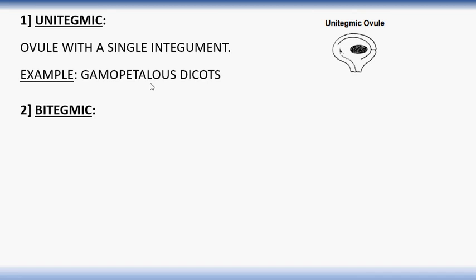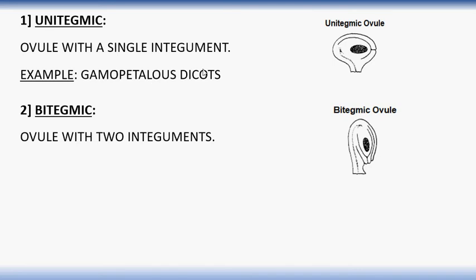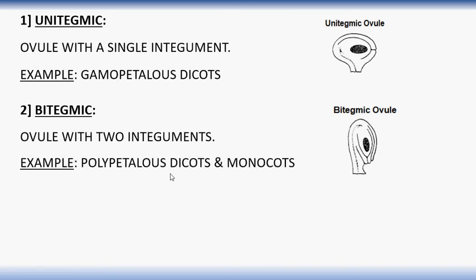Bitegmic: ovule with two integuments. Let's see the photograph here. The ovule has two integuments, one and two, outer and inner integument, so it is considered bitegmic. Example: polypetalous dicots and monocots. Polypetalous means the petals are free, they are not fused. Such dicots are called polypetalous. And the third type, ategmic.